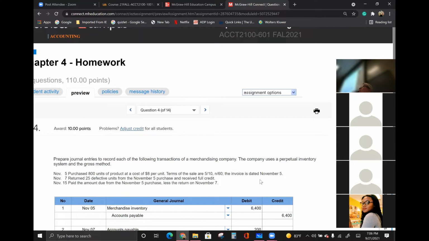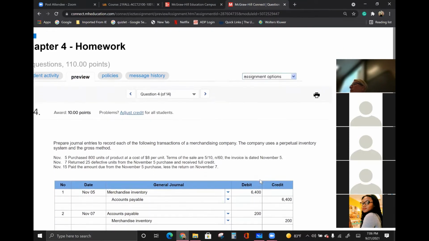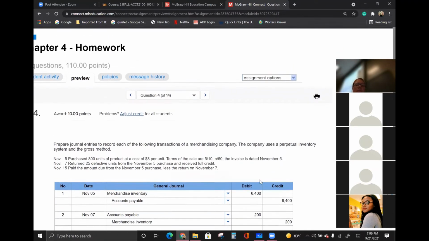Right, the inventory is going out, which means I'm going to have to credit it. It's no longer part of the inventory that I have available to sell, so I have to reduce that by crediting inventory. I also have to reduce my liability by the $200. So I'm debiting accounts payable.